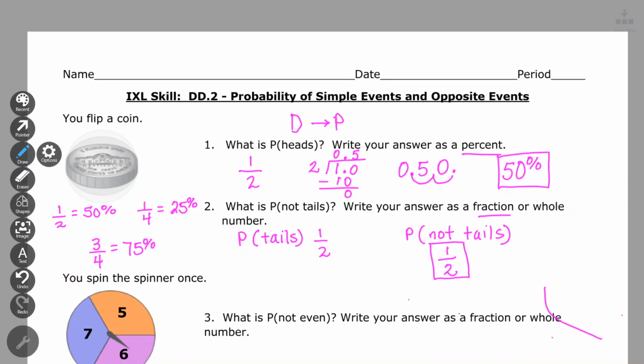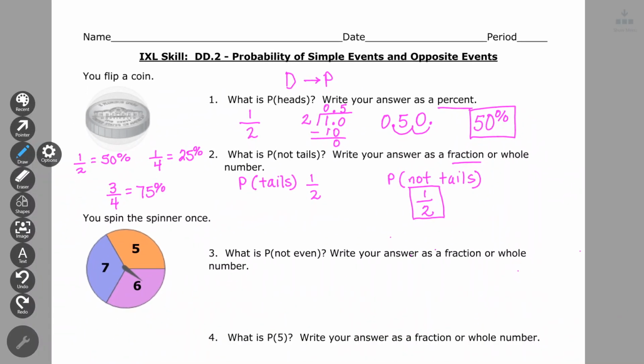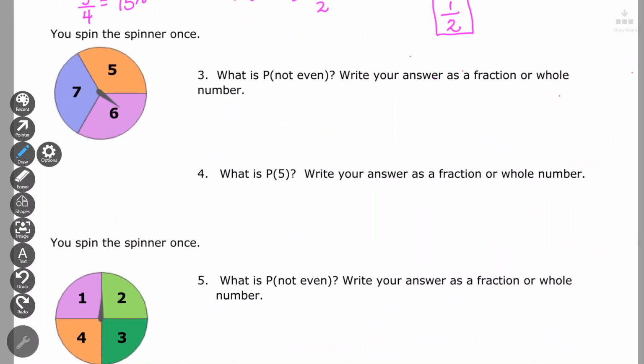All right, let's look at number 3. It says, you spin the spinner once. What is the probability that you will not land on even? So it will not be even. Write your answer as a fraction or a whole number.